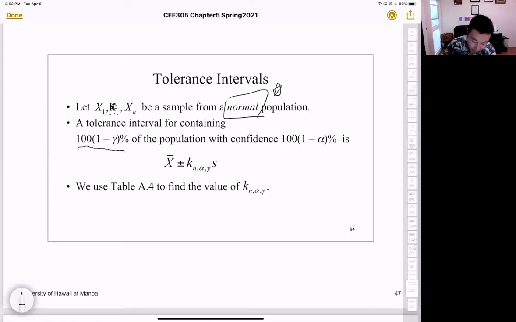So this is the proportion of the population contained in that tolerance interval. We also have confidence level, which is 100 times 1 minus alpha percent. And we have a new parameter called k. So k can be found from a new table, 8.4. For k it has 3 parameters, as we can see here: n, alpha, and gamma.